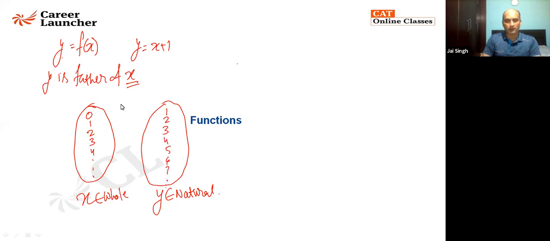Natural numbers don't include 0. So when you put x equal to 0, 1 comes. When you put 1, it is 2. When it is 2, it is 3. When it is 3, it is 4. Even if both of them are infinite sets, one value is connected with one value. This type of function is known as an injective function.